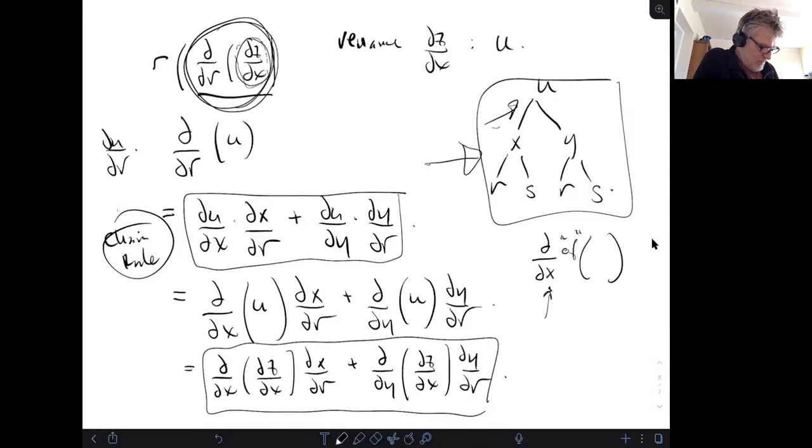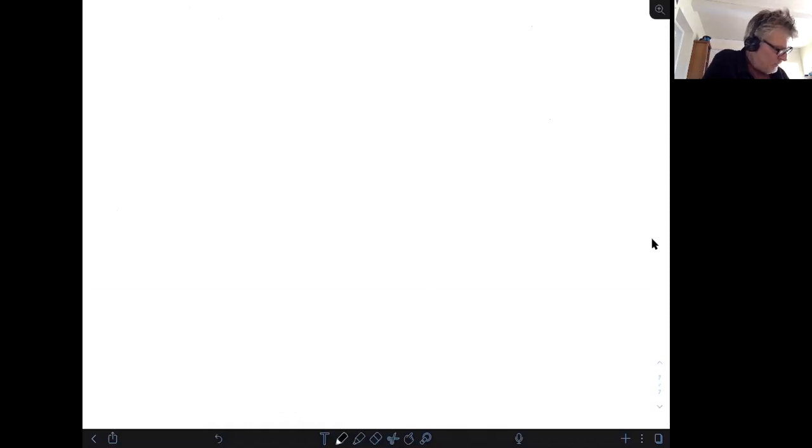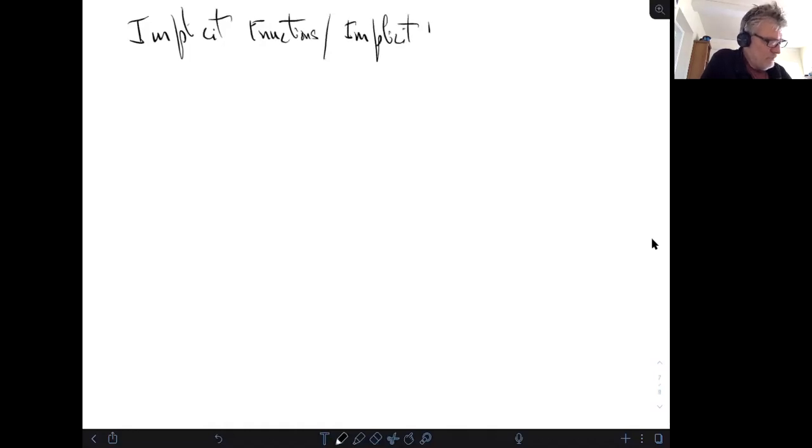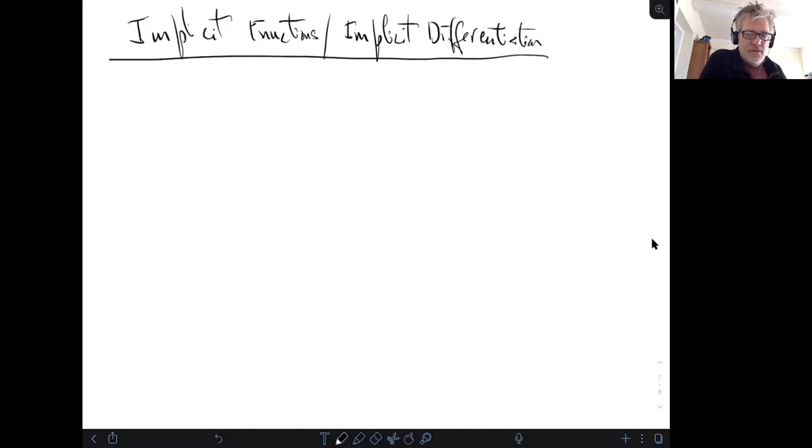So let's just move on to implicit functions and implicit differentiation. Okay, so let's just go back to Cal 1 very briefly. It's a simple idea, okay?